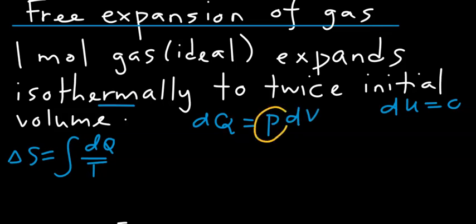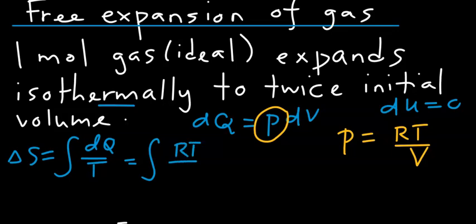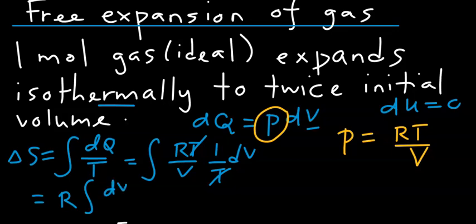And we also know, since this is an ideal gas, from the ideal gas law, P equals 1 mole RT over V. Substituting all this information in this integral, we get the following. So dq is RT over V dV, and there is a T there. So the T cancels, and you get R, which can be taken out. That's just a constant, dV over V.